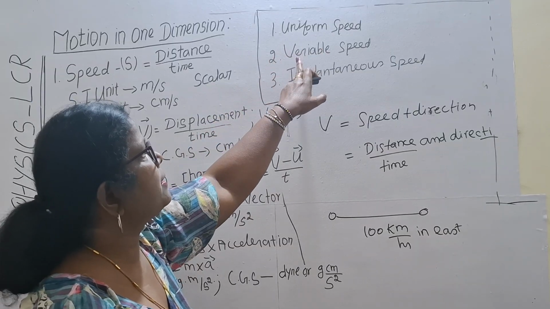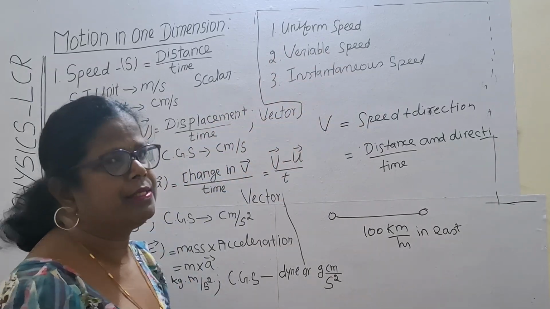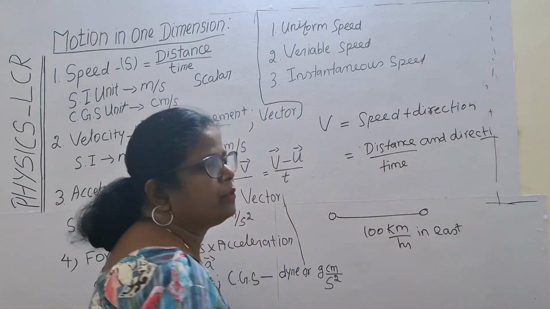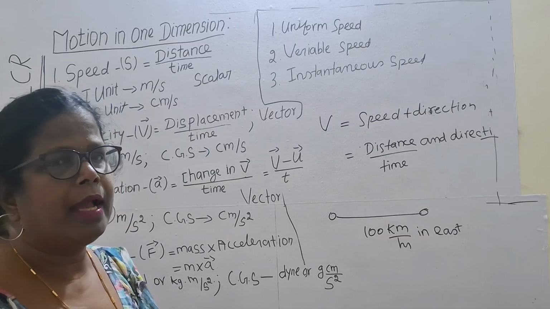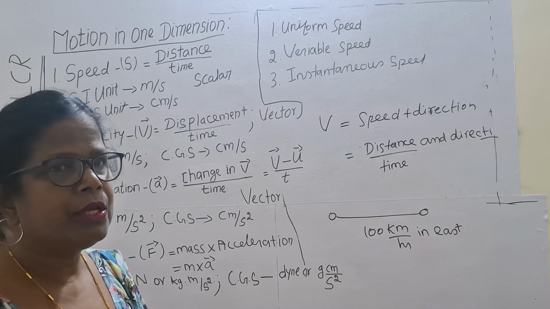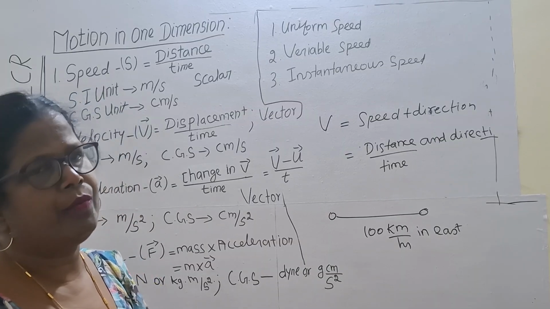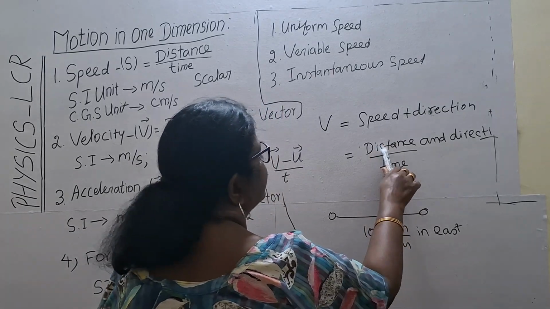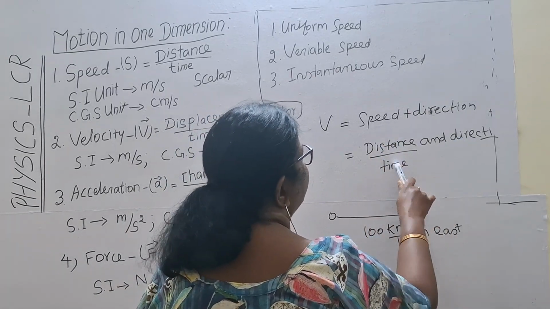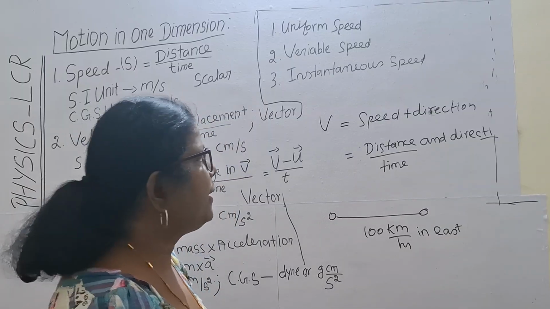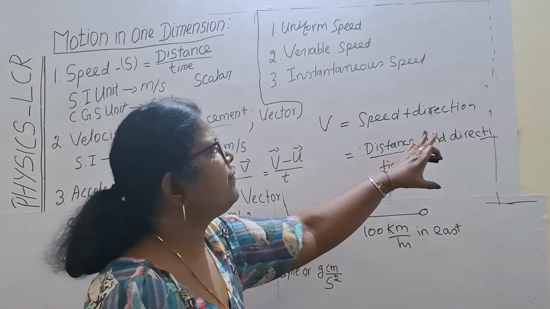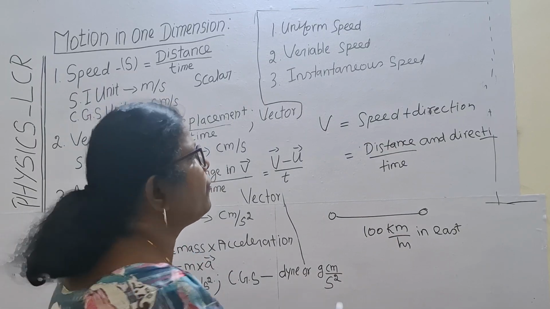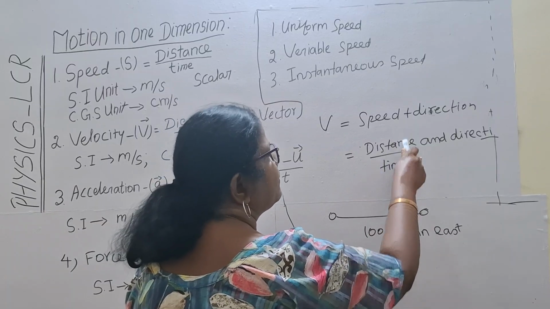Velocity also has uniform velocity, variable velocity, instantaneous velocity. Uniform velocity means uniform displacement and uniform time interval. That is uniform velocity. Changing velocity means here three things are there. What are the three things? Distance, time, direction. So three quantities are there. If any one quantity changes, velocity will change.